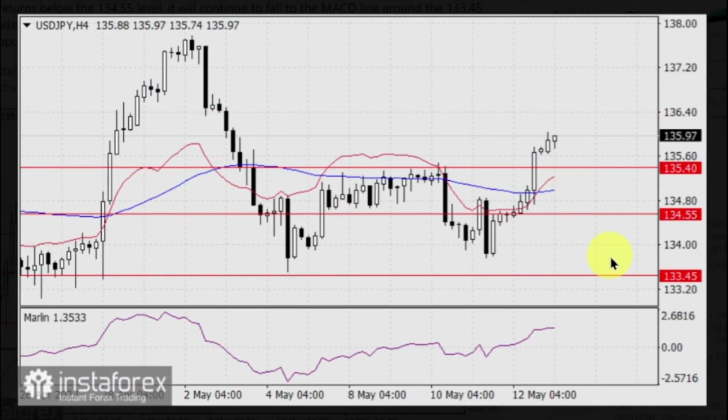On the 4-hour chart, the price is above 135.40, which is now support for the probable correction, as the signal line of the Stochastic oscillator has turned slightly downwards. Overall, the price has also settled above the balance and the MACD line and established itself in a short-term uptrend.